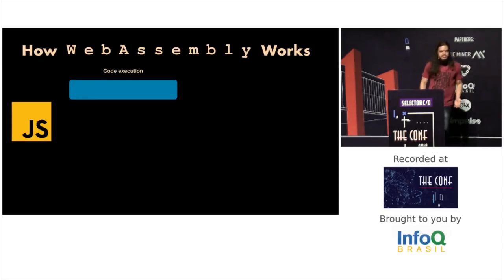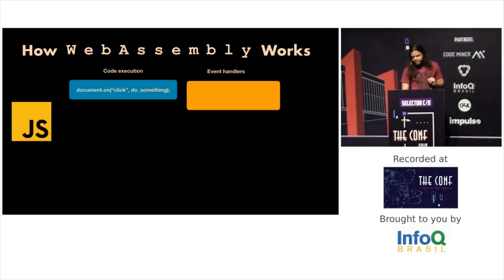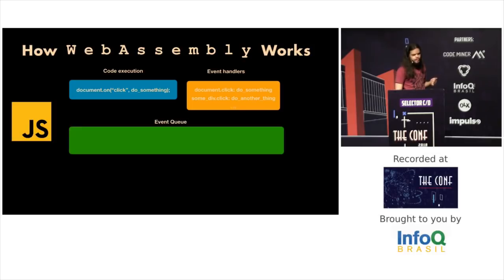So JavaScript engines are single-threaded. That means that you only have one instruction running at every single time. So let's say if you have console.log foo, that runs, and in a console somewhere foo appears. If you have document.onClick do something, well, that's a little different. So we also have the event handlers. And this will add an event handler which says, okay, whenever someone clicks the document, you run the do something function, whatever that is. So let's say you have another event handler that says when you click on some div, you run do another thing, and so on and so forth.